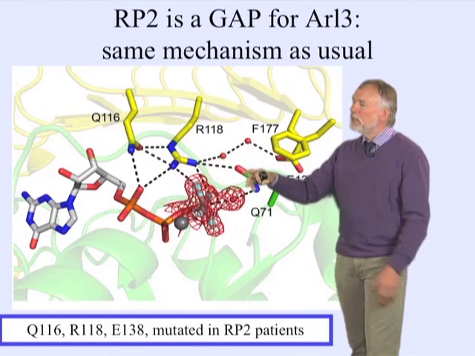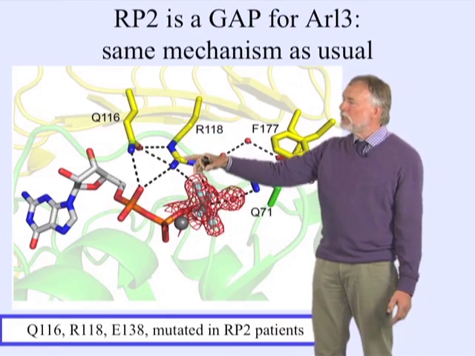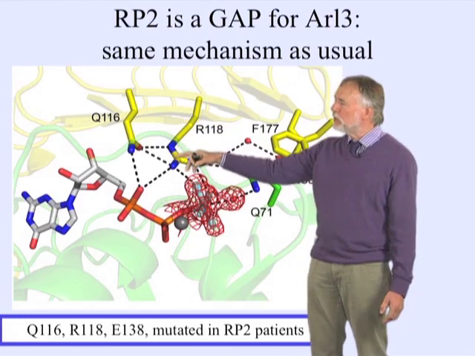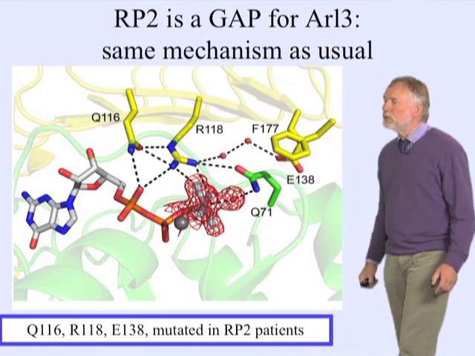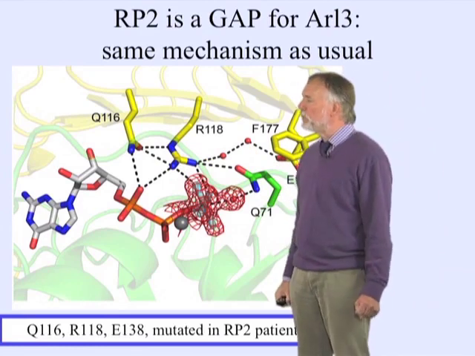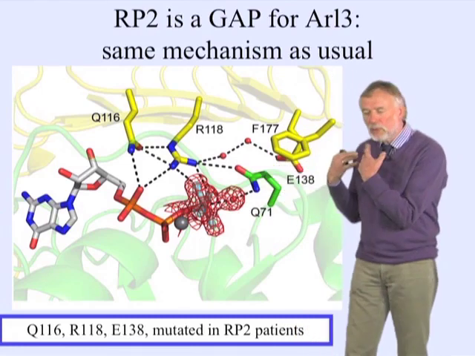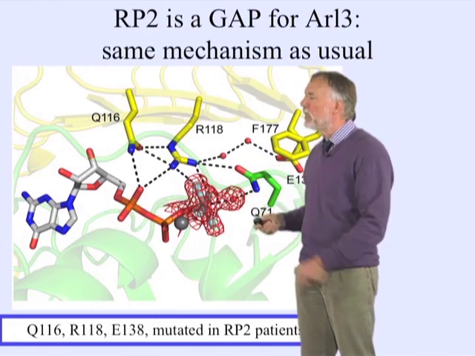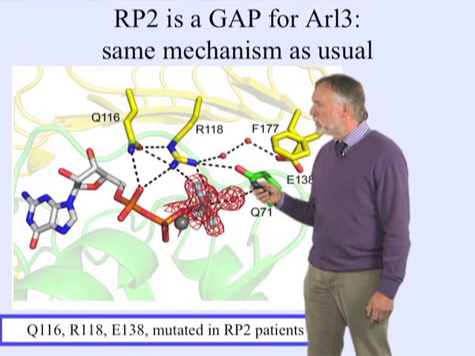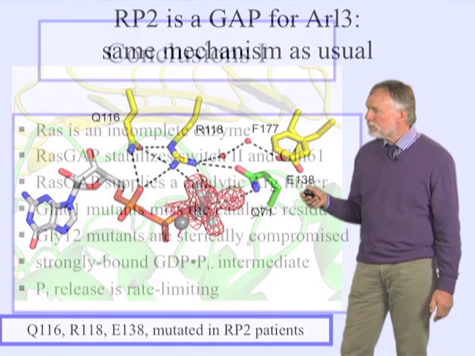And you can see that the arginine is doing the same thing that you have seen now many times before, and is stabilized by these other residues. And all three residues, when mutated, mess up the GAP activity of RP2. So here, the structure really told us what the protein is doing. There was no idea about the function, and the structure told us exactly that this is a GAP for AL3.